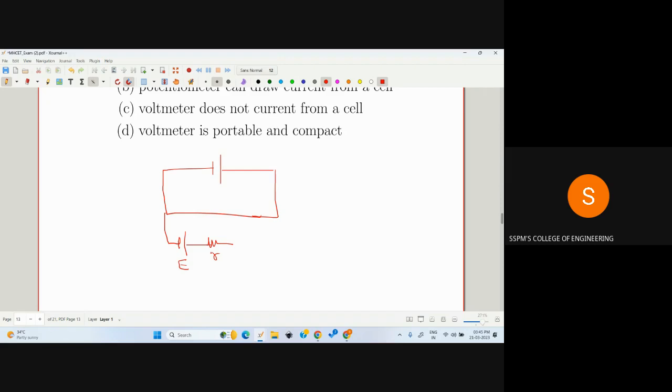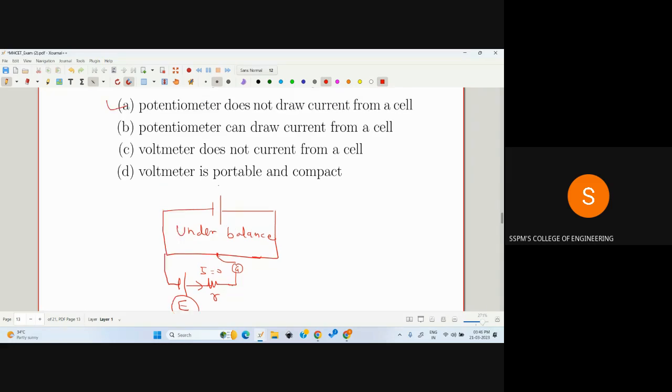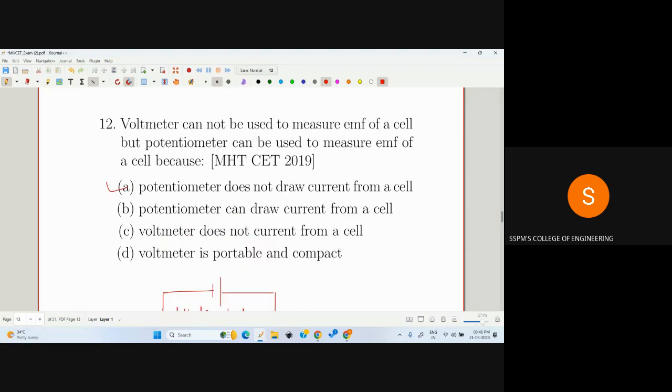The EMF of the cell can be measured under balance condition only. So current is zero in the internal resistance. The voltage drop across the internal resistance is zero. So that is the reason behind it. The potentiometer does not draw current from the cell is the correct answer. The potentiometer can draw current from the cell is incorrect.